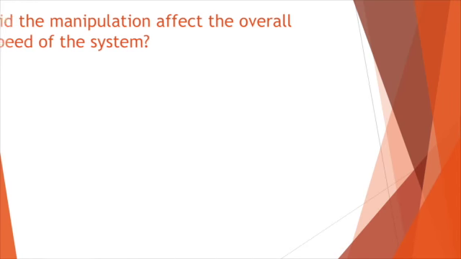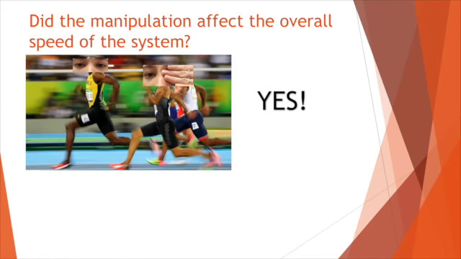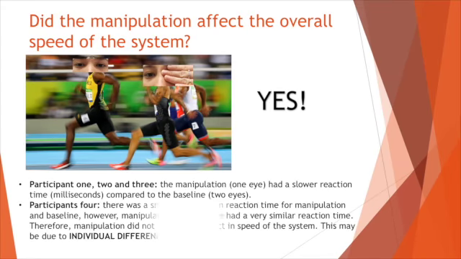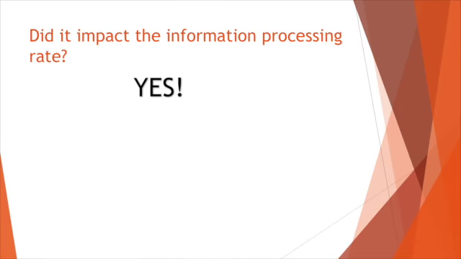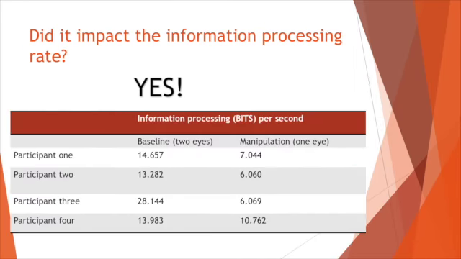For participants 1, 2, and 3, the manipulation of completing the task with one eye had a slower reaction time in milliseconds compared to the baseline of completing the task with two eyes, thus suggesting that the manipulation did have an overall effect on the speed of the system. For participant 4, there was a small difference in reaction time for manipulation and baseline. However, manipulation and baseline were very similar. Therefore, manipulation did not have much effect on the speed of the system, and this may be due to individual differences.